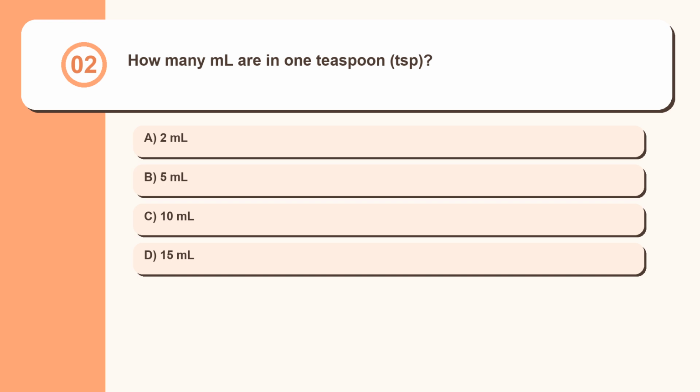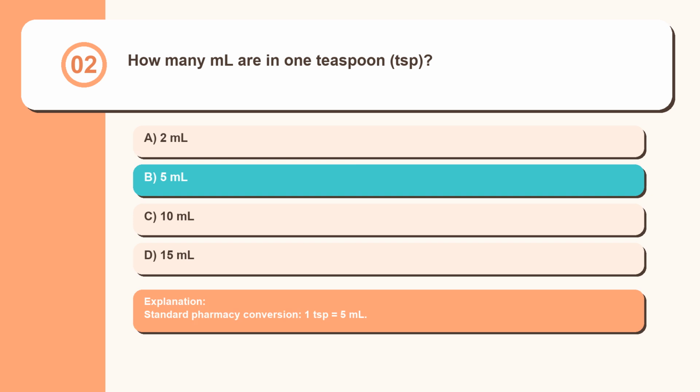Question 2. How many ml are in 1 teaspoon, TSP? 2 ml, 5 ml, 10 ml, 15 ml. Standard pharmacy conversion, 1 TSP equals 5 ml.